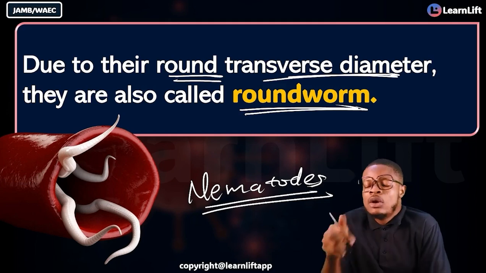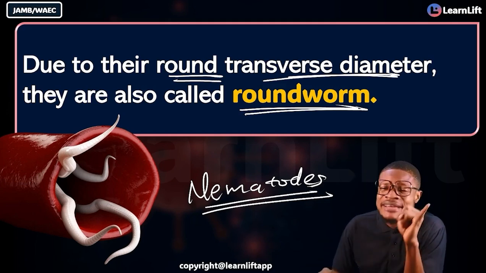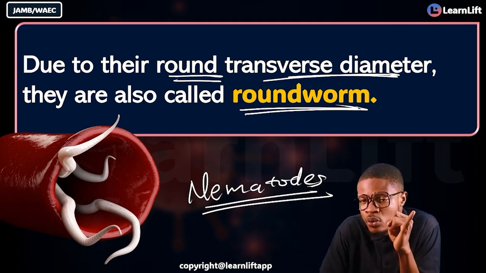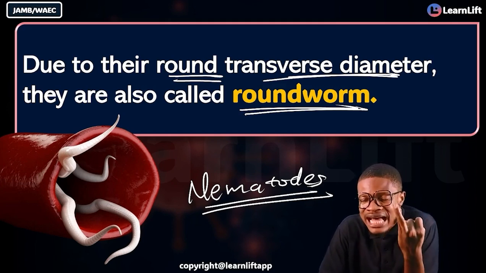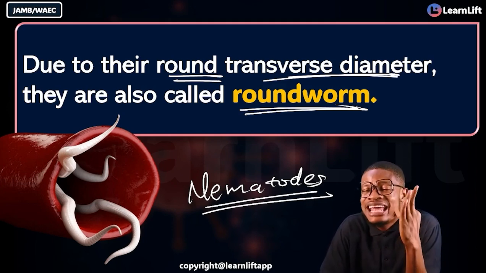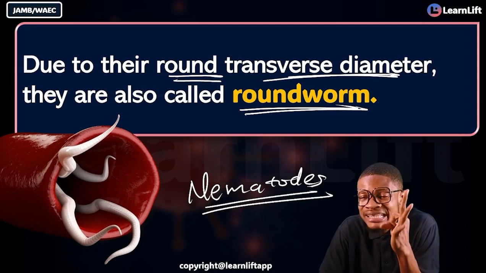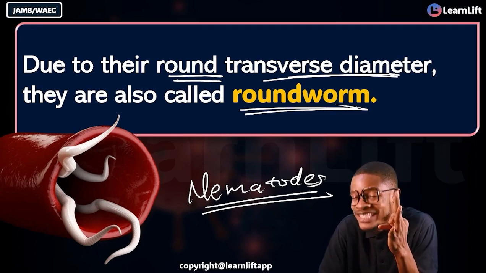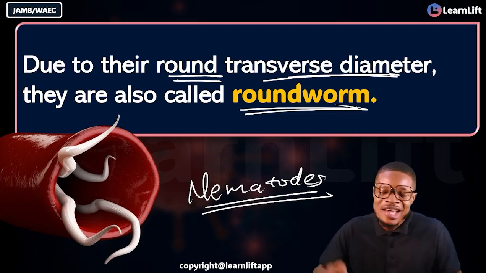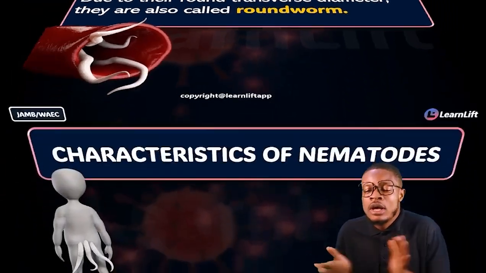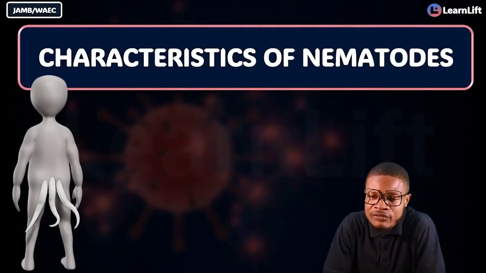Your platyhelminthes, what do you call them? Flatworms. Your nematodes are the roundworms. Annelids are the segmented or the ringworm animals. If you forget anyone, you can hear it from me. If you understand this very quickly, what are the characteristics of nematodes?